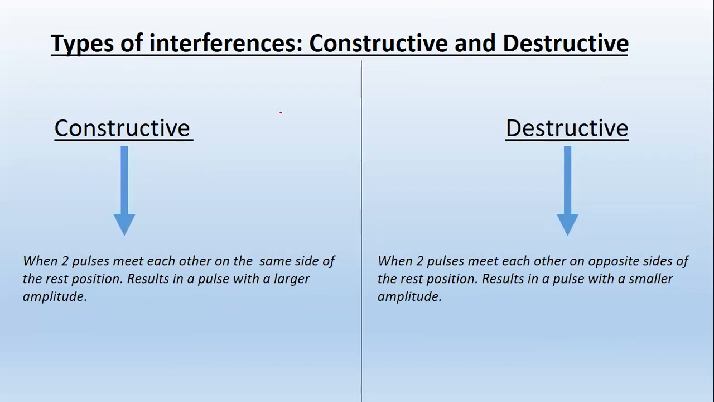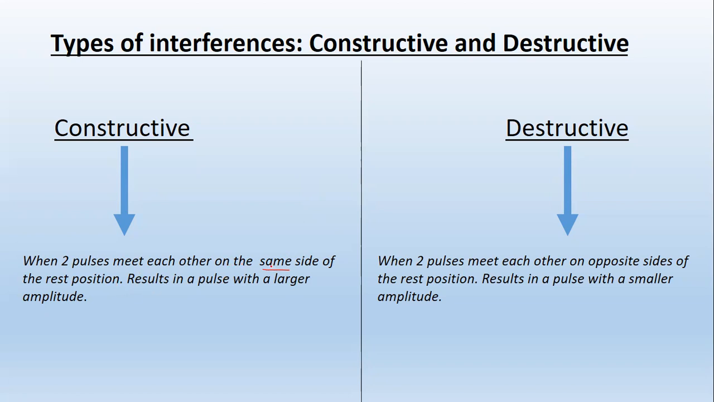Now, like I said, there are two types of interferences. The first one is called constructive, and the second one is called destructive. So when you talk about constructive, it's when you construct, right? It's when we build. But when you talk about destructive, it's when we destruct, it's when we destroy, actually. Okay? Now, let's have a look at this type of interference, which is called constructive. How do we define this? We say when two pulses meet each other on the same, this is a key word, on the same side of the rest position.